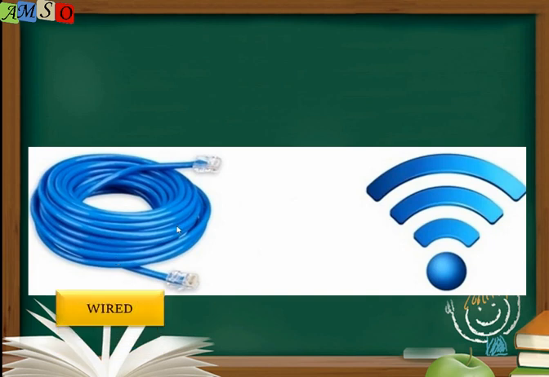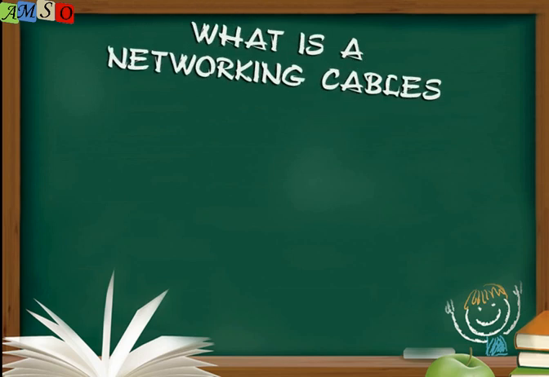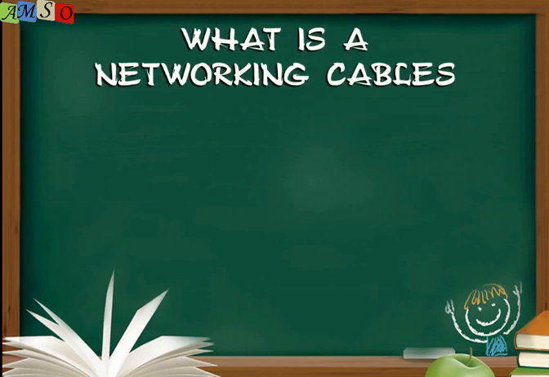And for the other one, you always see this kind of signal logo or icon. It shows that it is wireless. So anytime you are transmitting information without using a cable, it means it is wireless. But whenever you are using a wire as a medium for the transmission of information, it is a wired kind of transmission medium. Now let's move to the types of networking cables.